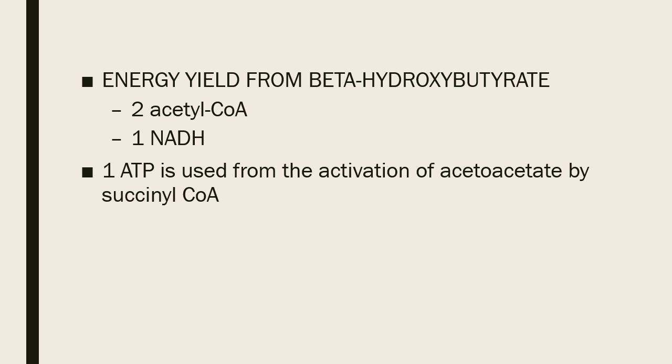Then you calculate accordingly: two acetyl coenzyme A will produce 20 ATP, since one acetyl coenzyme A will produce 10 ATP in the citric acid cycle, the electron transport chain and oxidative phosphorylation. With that you still have an energy yield, so you can still use ketone bodies as a source of energy.